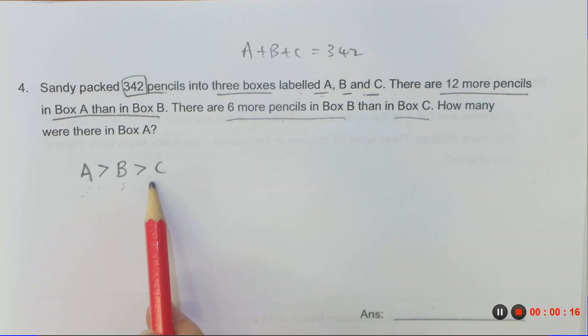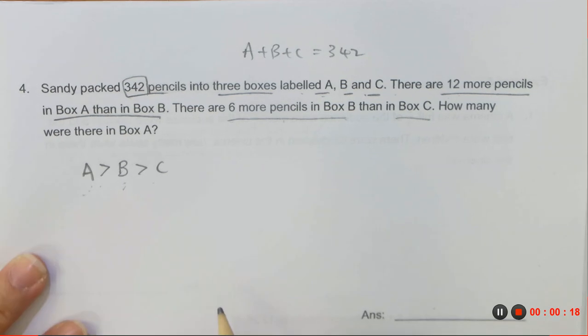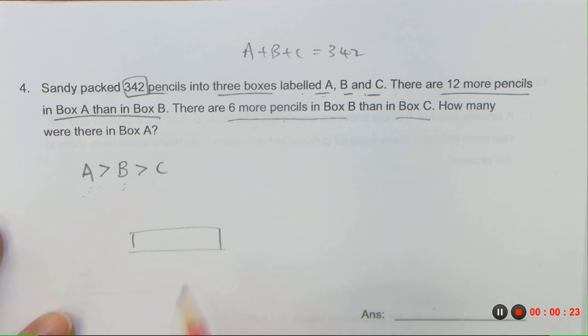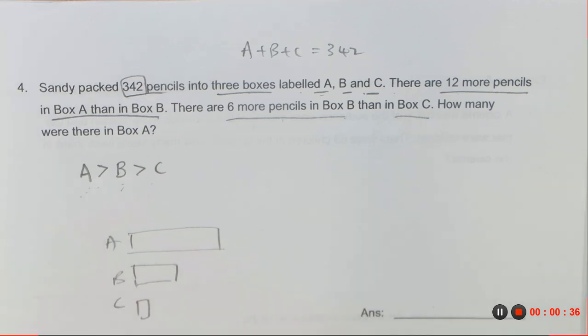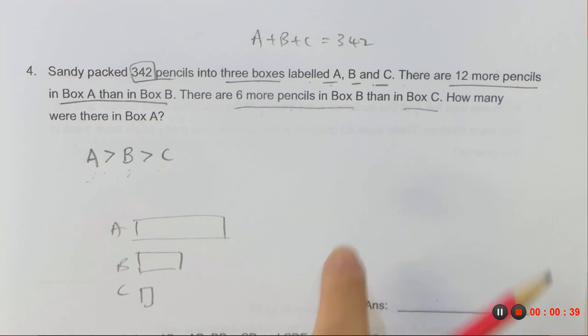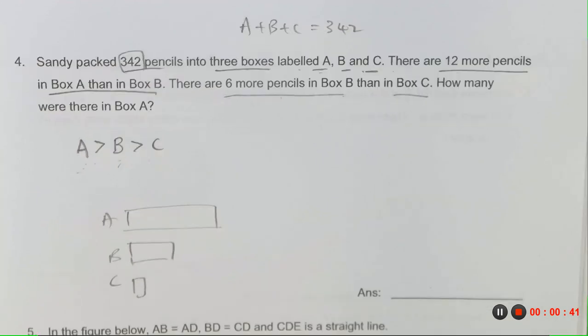So if I were to draw the diagram out, I will have A being the biggest, B being the smaller one, and C being smallest. A, B, and C. So there's this method to solve this question called take away the difference. Then they will all become equal. Remember that? Cut away the tails. This is what we learned in average as well.